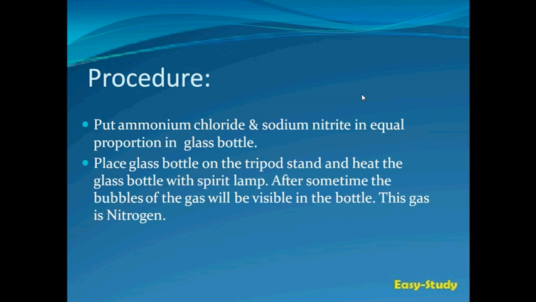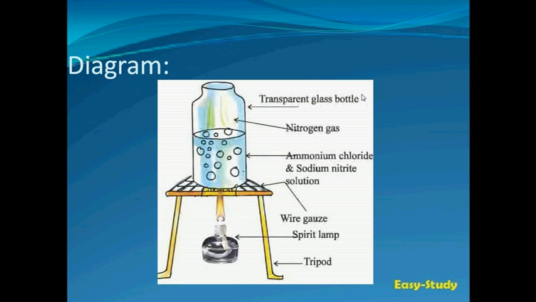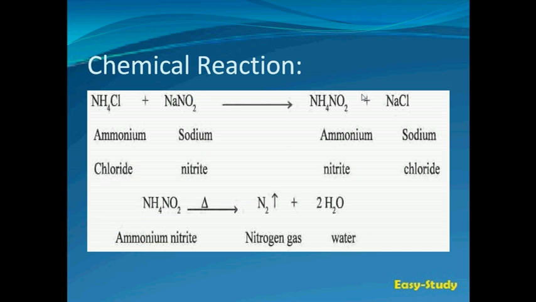Put ammonium chloride and sodium nitrite in equal proportion in the glass bottle. Place glass bottle on the tripod stand and heat the glass bottle with spirit lamp. After some time, the bubbles of gas will be visible in the bottle. This gas is nitrogen. Diagram is shown. Chemical reaction: ammonium chloride, when reacts with sodium nitrite, gives ammonium nitrite and sodium chloride. Now, when ammonium nitrite is further heated, it gives nitrogen gas and water.